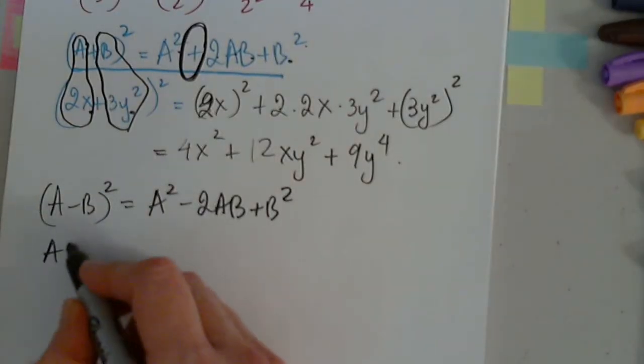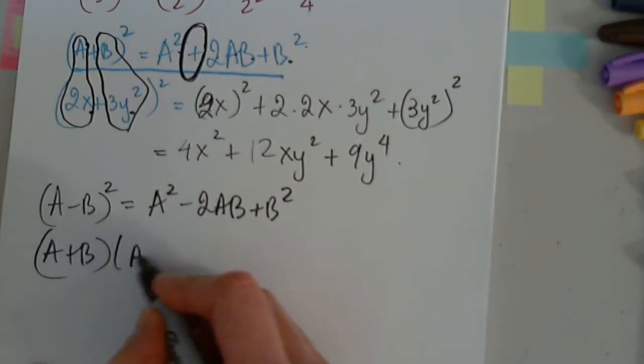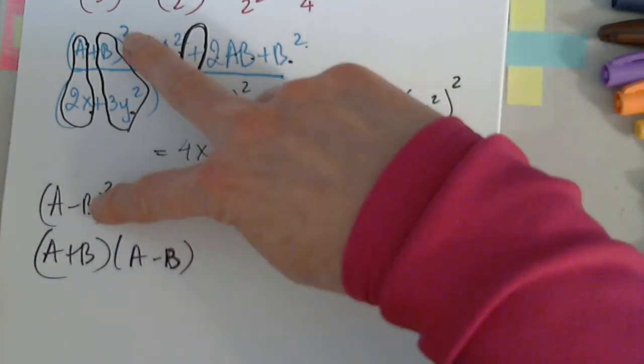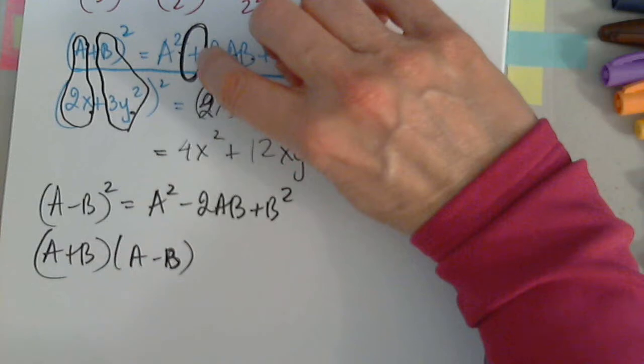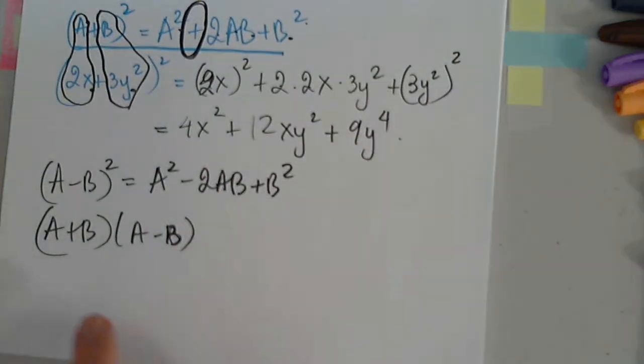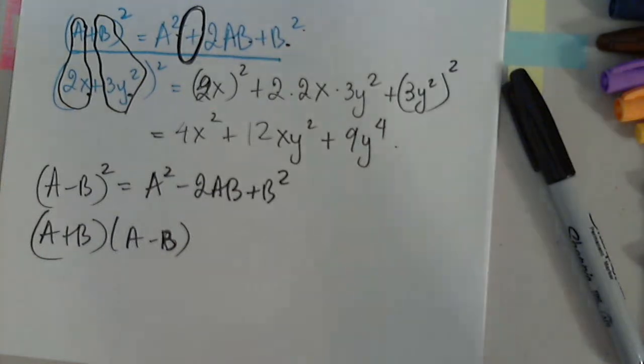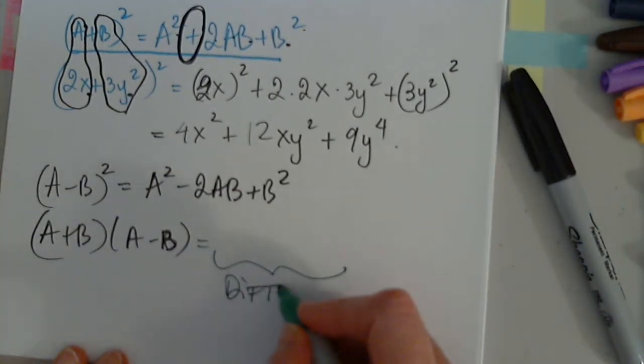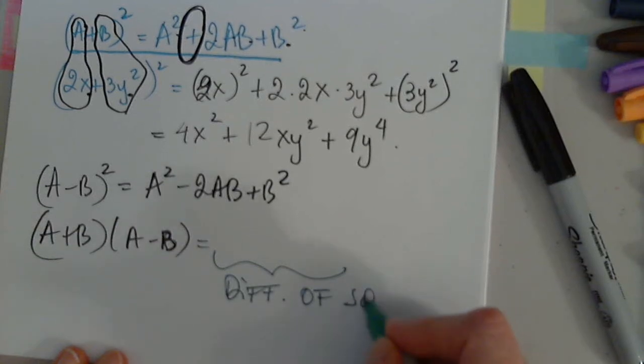Okay, so the last one, notice that is not the same, right? These two are pretty similar. What is the only difference is the plus and the minus. But what about this? And no, we don't want to FOIL. So this is the difference of squares.